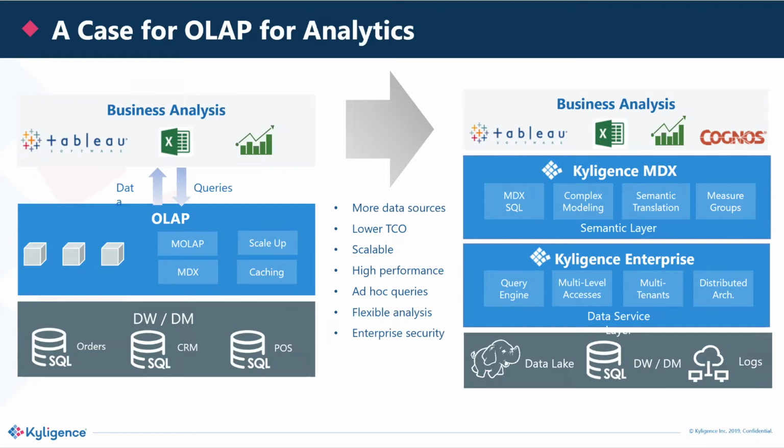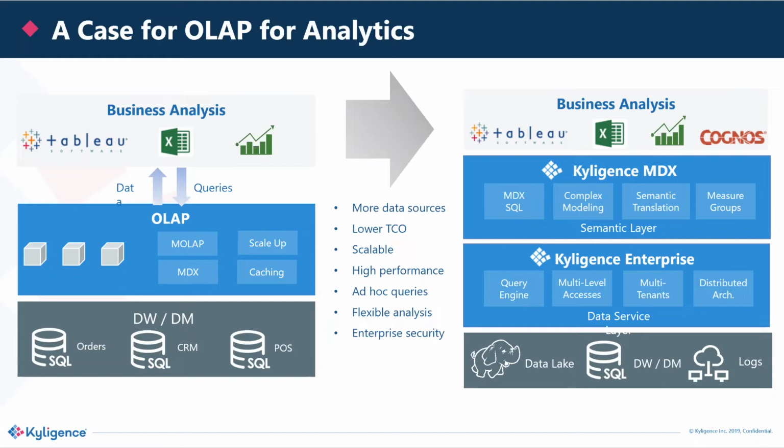So if you come back and look at the right side of the diagram, you will see where Kyligence actually sits. Kyligence is an enterprise level tool with different layers: the query engine, the multi-level access, multi-tenant, which is very important for most organizations. Distributed architecture, it can sit on a larger scale of data like data lake, data warehouse, and your large set of logs. And it also has something called a semantic layer, which can have MDX, through which you can do complex modeling, measure groups, etc.